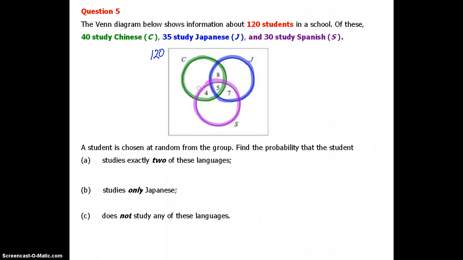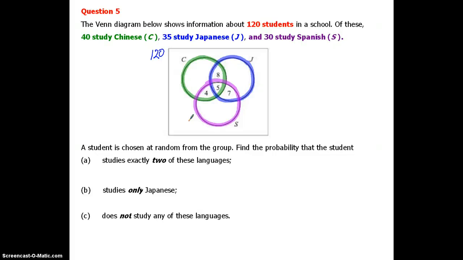Before we even look at the questions, one of the first things we need to do with the Venn diagram is go and have a look at all the areas currently that we don't have, and figure out what those numbers should be. And then it'll make any question we're asked about this Venn diagram a lot easier. So let's have a look here.